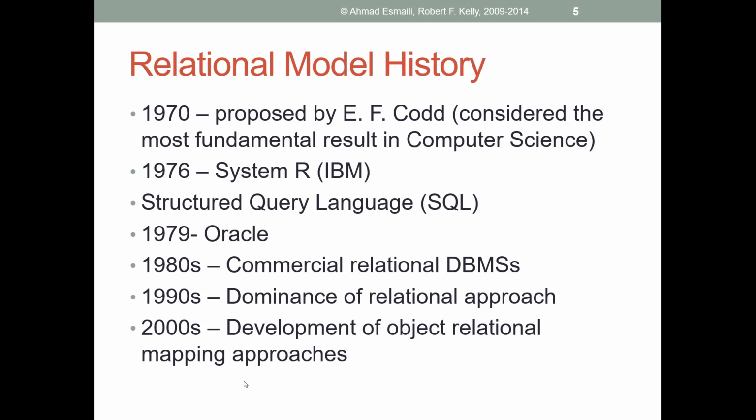Okay, so if you want to look at the evolution, like how did the relational model evolve, in 1970 the scientist Codd came up with this concept, and he was working for IBM. Then in 1976, IBM came up with a database model based on the proposal of Codd, and that relational database was called System R.